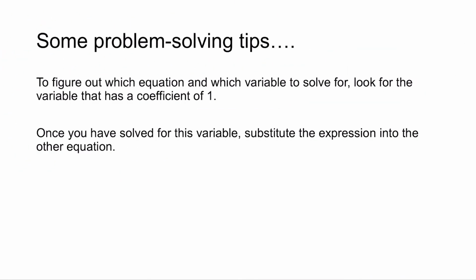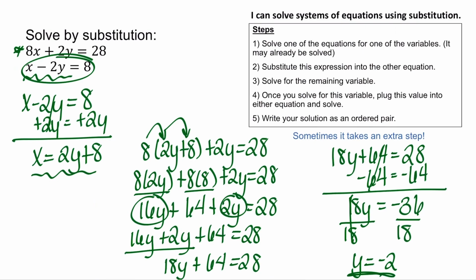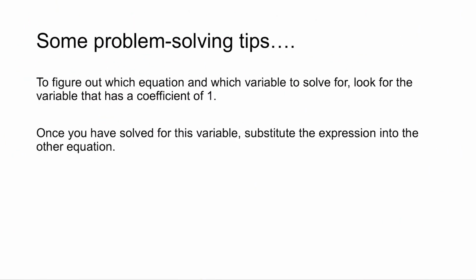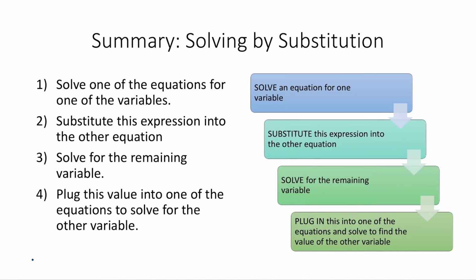So just some problem solving tips. To figure out which equation and which variable to solve for, try to look for the variable that has a coefficient of 1. So for example, in this system, it made sense to solve for x because x already had a coefficient of 1. So once you've solved for this variable, you're going to substitute the expression that you have into the other equation. Remember, here's the summary of solving by substitution. You're going to solve an equation for one of the variables if it's not already solved, substitute this expression into the other equation, and then solve for the remaining variable. You're going to plug this value into one of the equations to solve for the other variable. Remember that we need to have an x value and a y value in order to solve a system of equations.